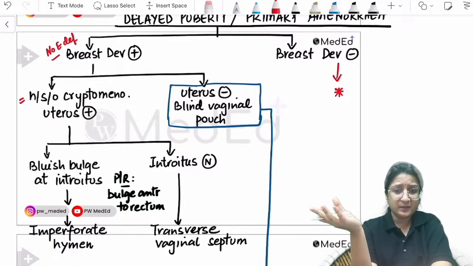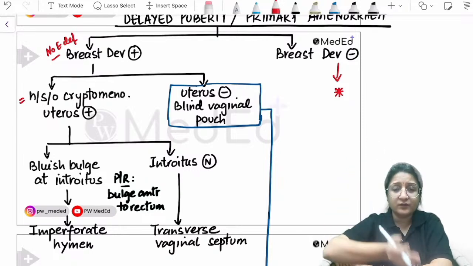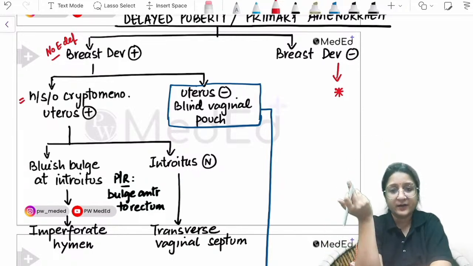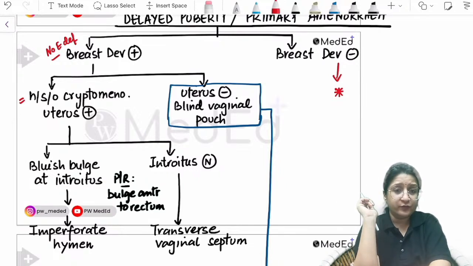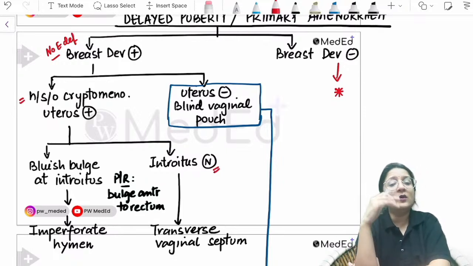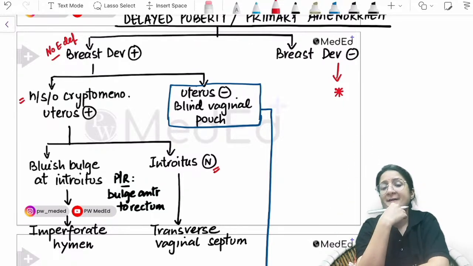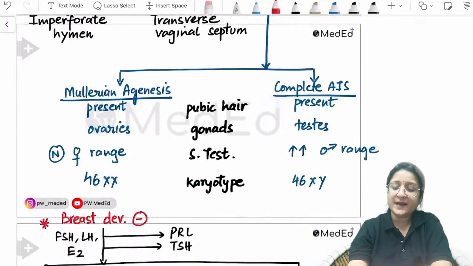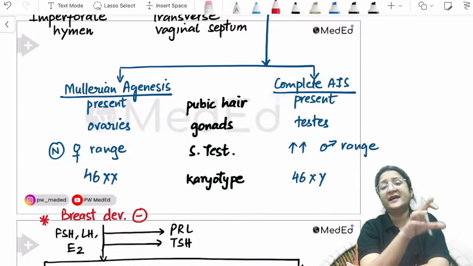And in this, in the NEET PG, they had asked this question: whether the bulge is felt throughout the length of the vagina or just in the upper part of the vagina. That tells us the location of the outflow tract obstruction. So if the introitus is normal and there is a bulge that is felt higher up, it's likely a transverse vaginal septum.